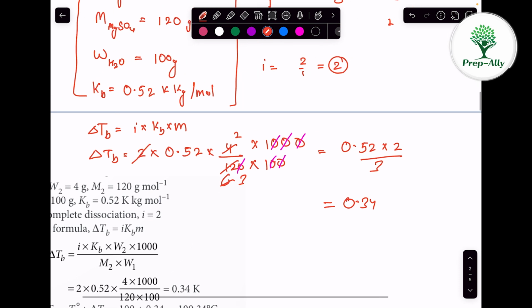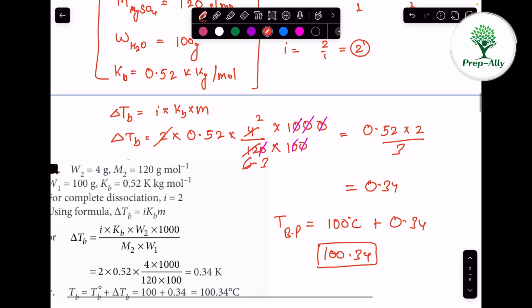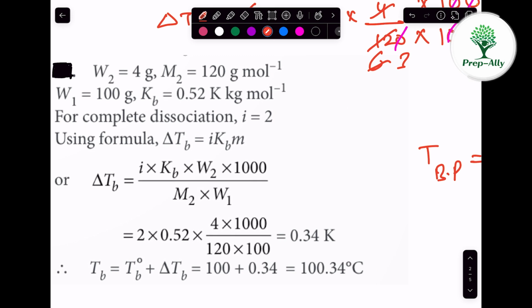Now we need to find the boiling point. So boiling point of water is 100, but we can see there is an elevation which is equal to 0.34. After adding, the final boiling point will be 100.34. This is the elevation in boiling point, and this is how exactly we need to solve. 100.34.